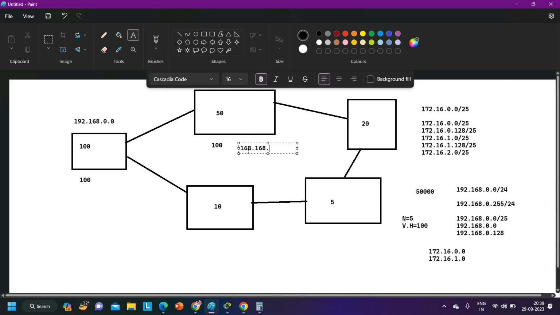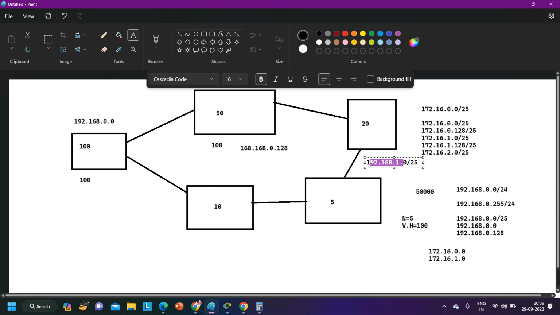So for the second department you are assigning 192.168.0.128/25, and for the third department 192.168.1.0/25. Then for the fourth one, both are different networks, right, brother?